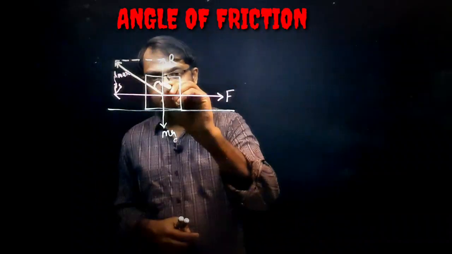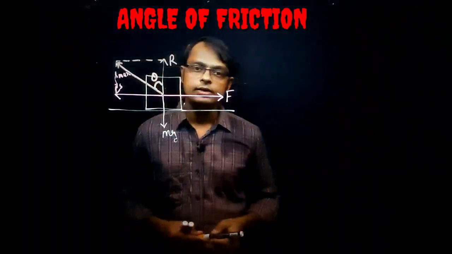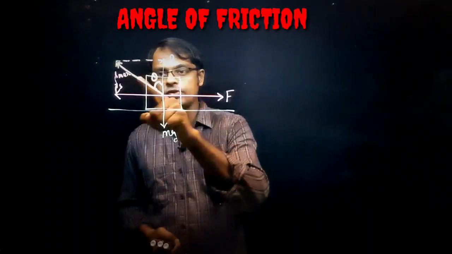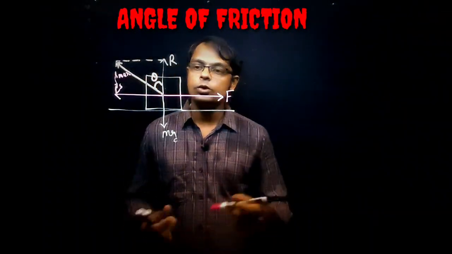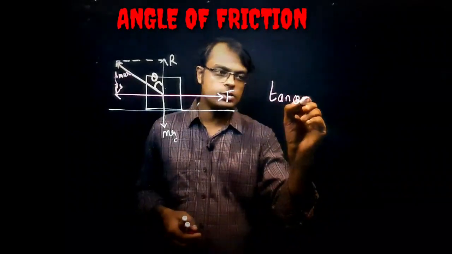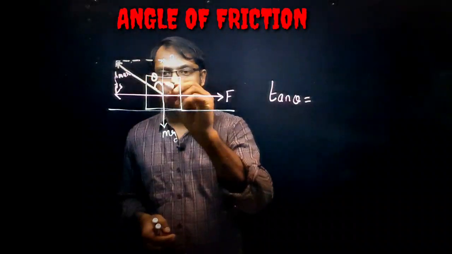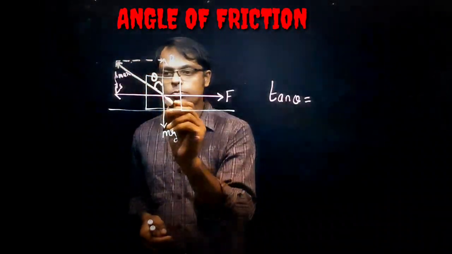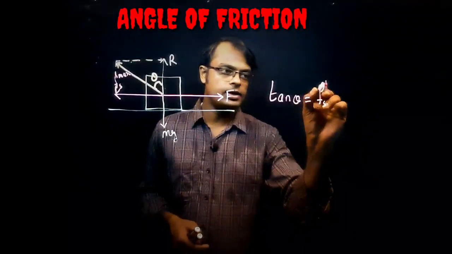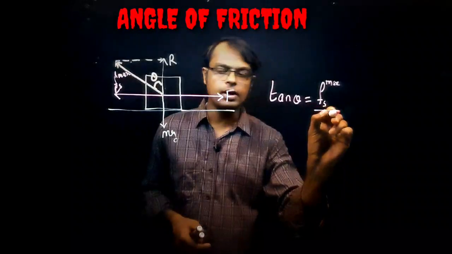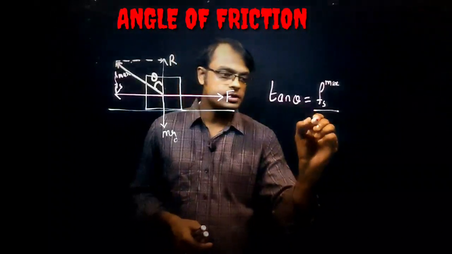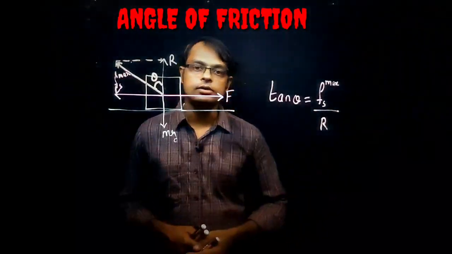Now just imagine this is the angle theta. Theta means what? Theta is the angle made by the resultant vector and the normal reaction force. What is this angle theta? We can use here, what? Tan theta is equal to. So from this triangle, if you take tan theta, opposite side. Here what is the opposite side? That is Fs max. So we can write here Fs max divided by, now what is the opposite side divided by the adjacent side? What is the adjacent side here? That is the normal reaction force R.